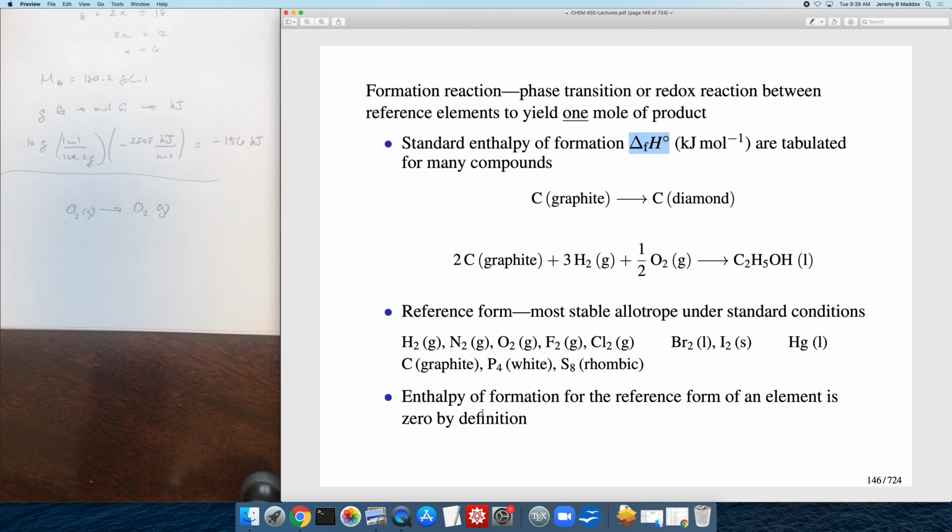I just want to reiterate one more time. A formation reaction has 1 mole of compound as the product, and then you have reactants in their reference form as the reactants. And if you require fractions in order to get the reaction to balance, so be it. Those fractions need to be there. You need to be able to create the formation reaction for any compound, essentially.